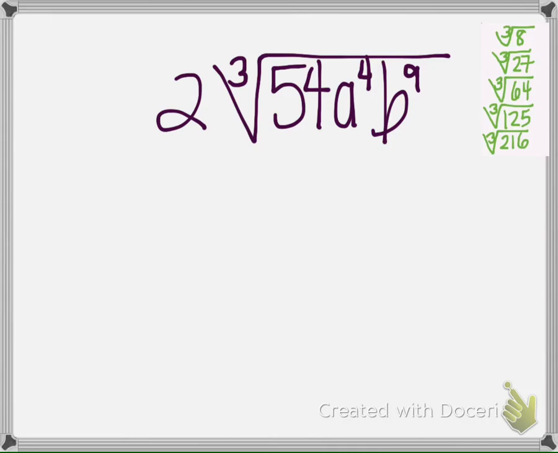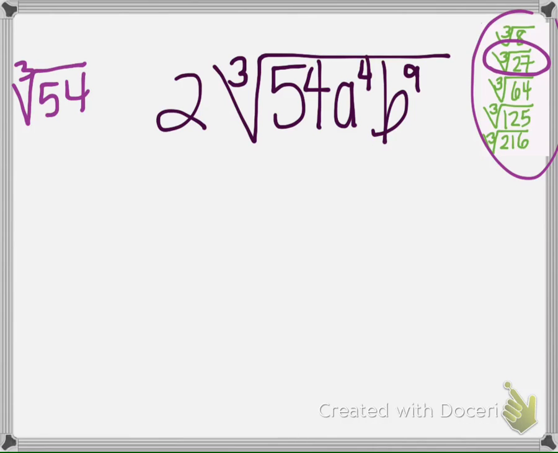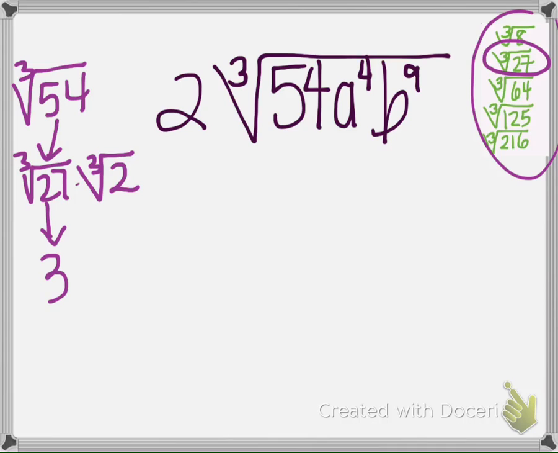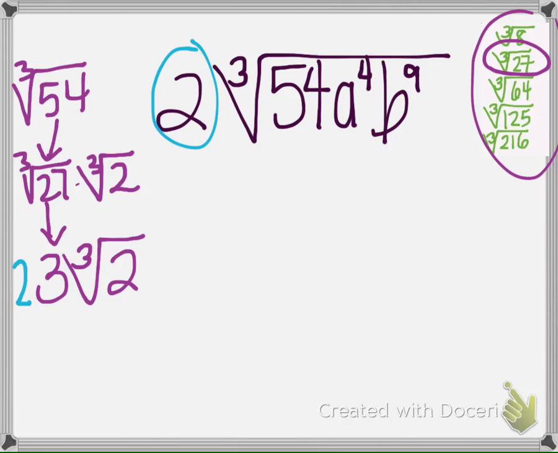Alright, we're back at a cube root here. So the cube root of 54, there is not a perfect cube root of 54. So we have to take a look at our list over here and decide what number here goes into 54. So 27 can. So the cube root of 54, we can write as the cube root of 27 times the cube root of 2. The cube root of 27 is 3, so we get 3 times the cube root of 2. But, as you could see, we already have this 2 here. So we get 6 cube root 2.